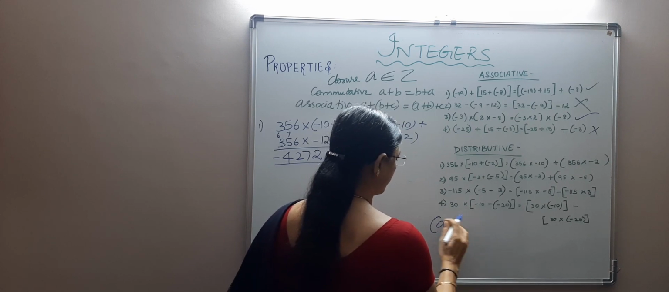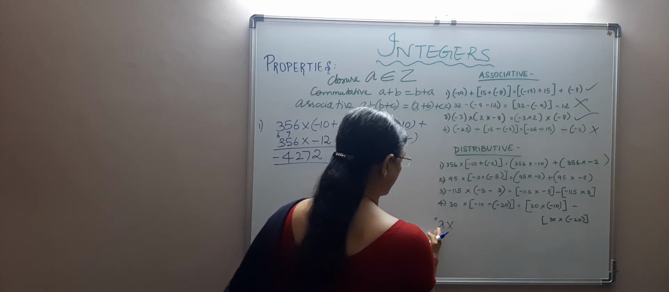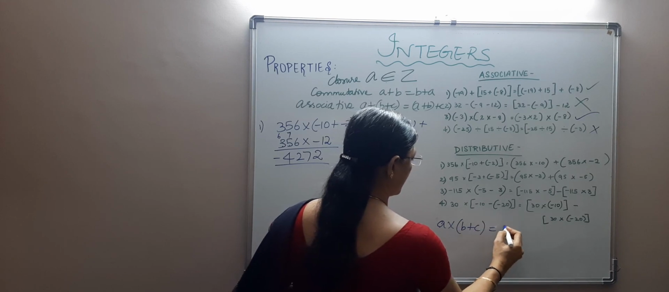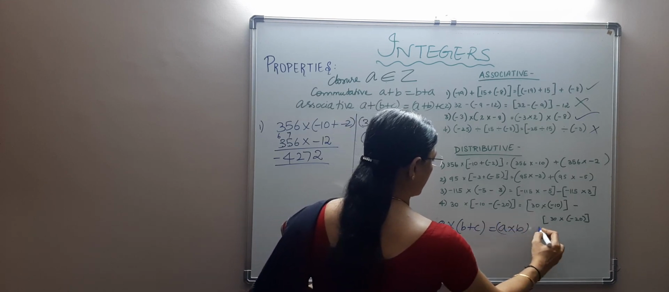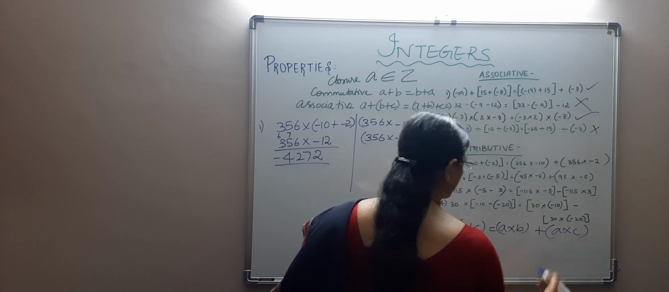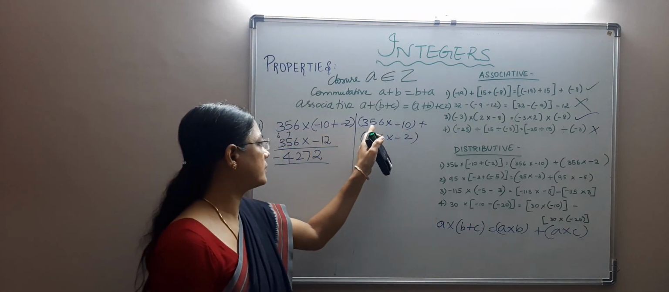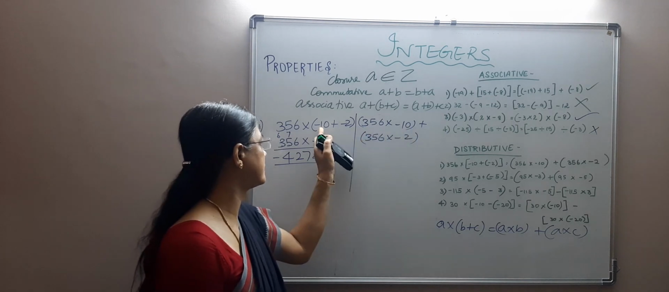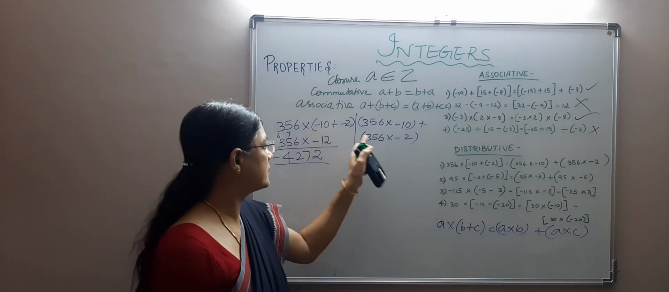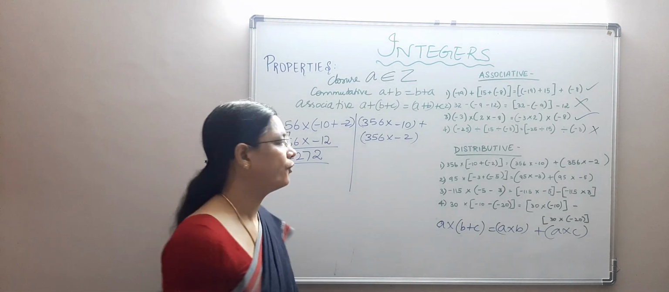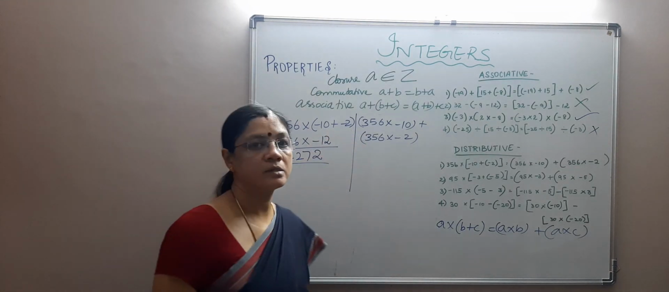See, A into B plus C is equal to A into B plus A into C. So this is your general formula. According to it, 356 into minus 10 plus minus 2 is 356 into minus 10. So this comes first, plus 356 into minus 2. So 356 is common for both minus 10 and minus 2.